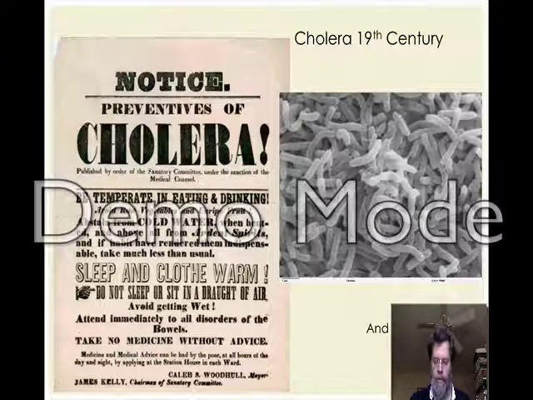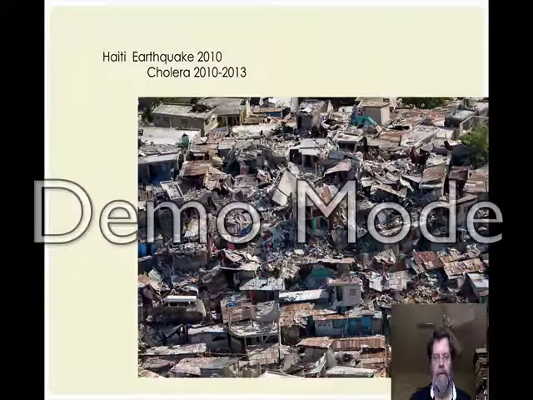There's a great story about the discovery of the disease pattern of cholera. There's a pump in London. We know all that, but we also know that it had been in Haiti after the earthquake and wreaked havoc there. And those were the conditions under which cholera thrives.